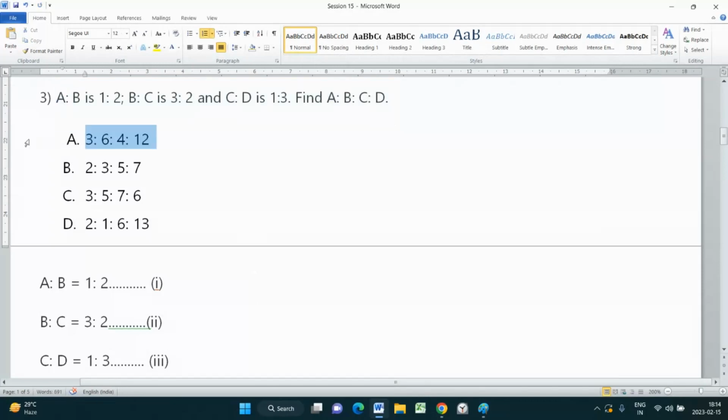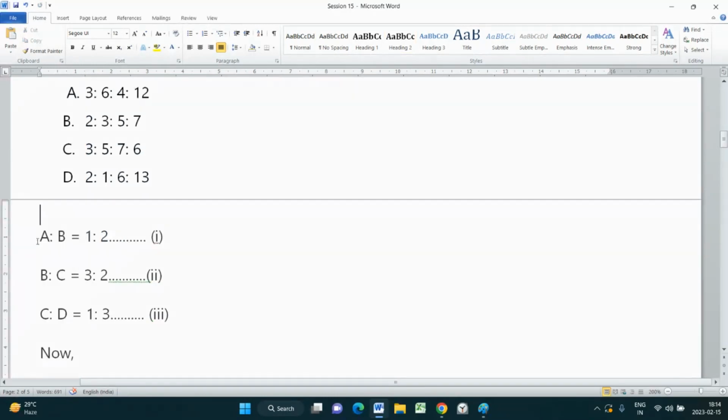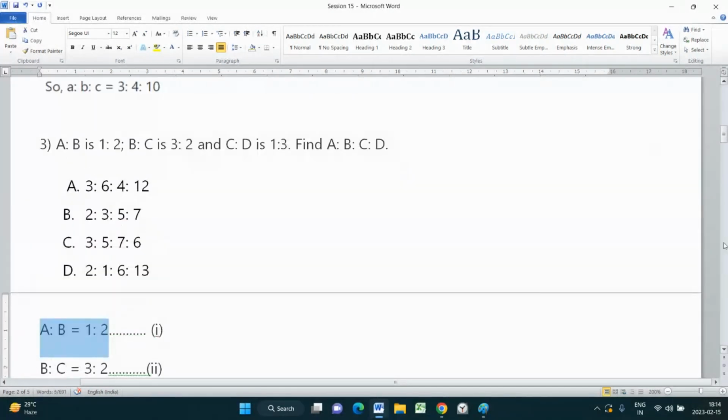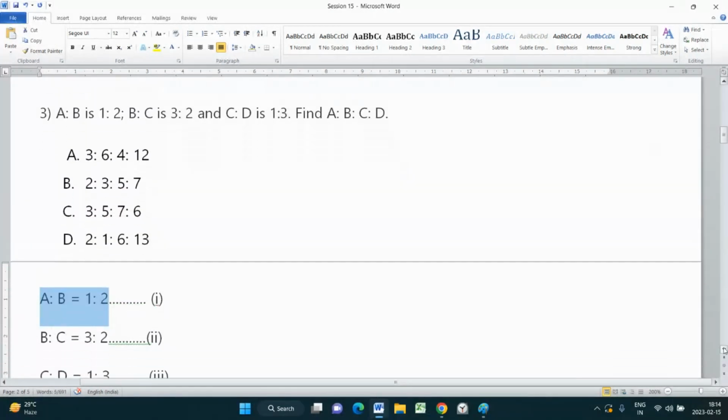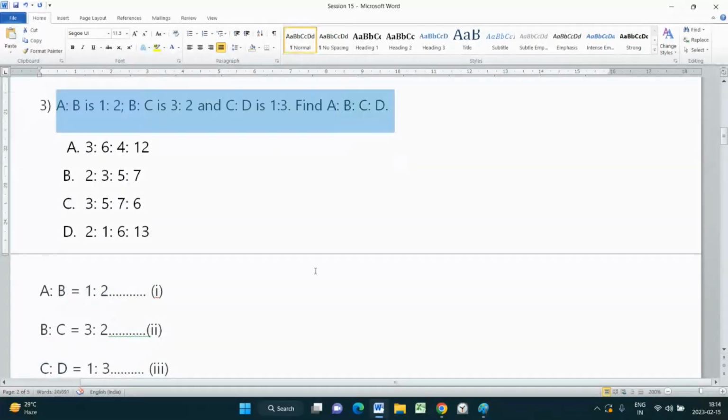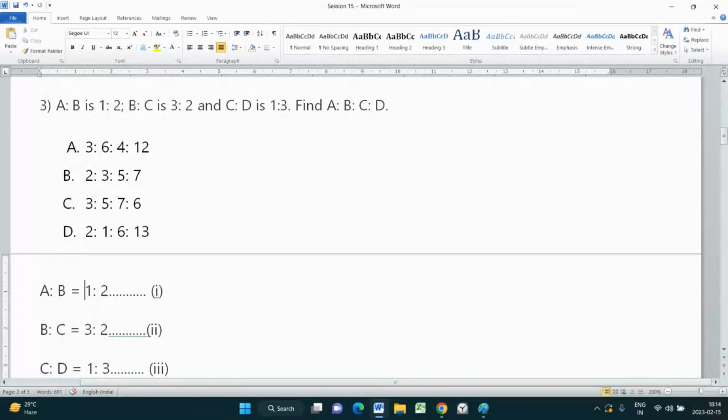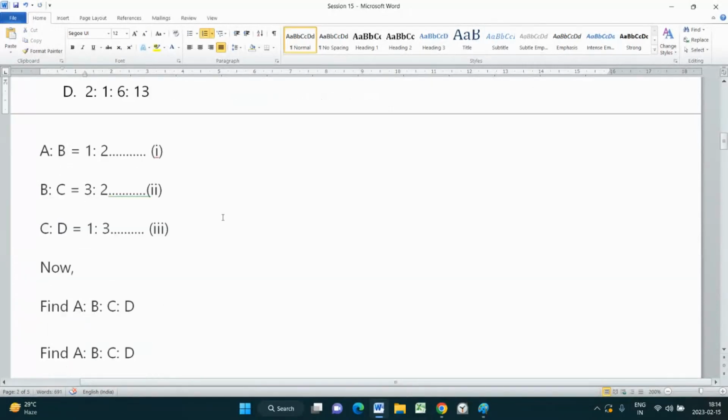So they are saying A is to B is to C is to D. One of the options will be the right answer. A is to B is 1 is to 2. It's taken from the problem statement. This is the problem statement. A is to B is 1 is to 2. B is to C is 3 is to 2. C is to D is 1 is to 3. We need to find A is to B is to C is to D.